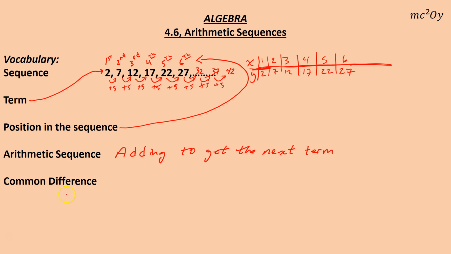Now, the common difference is what you're adding. So the amount added to get the next term is called the common difference. So in this case, the common difference, or D, would be 5. Okay, that's what we're adding there. D would be 5. And that D is going to be a big deal here in a minute.